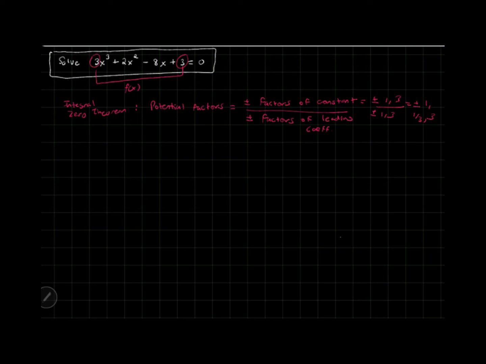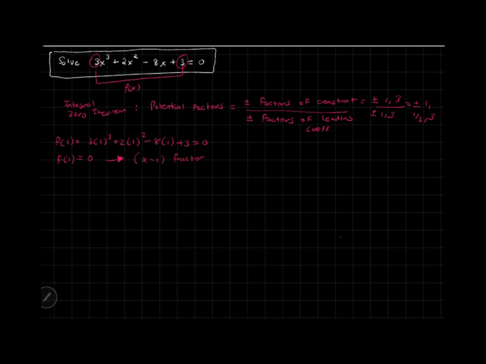So let's test out 1. 1 is always a safe bet. I'm going to do f of 1. So f of 1 is 3 times 1 cubed plus 2 times 1 squared. Once again, this is guess and check. For the most part, I would always test out 1 if it is a factor. And this actually works. f of 1 is equal to 0, so the remainder is 0. According to the factor theorem, x minus 1 is a factor.